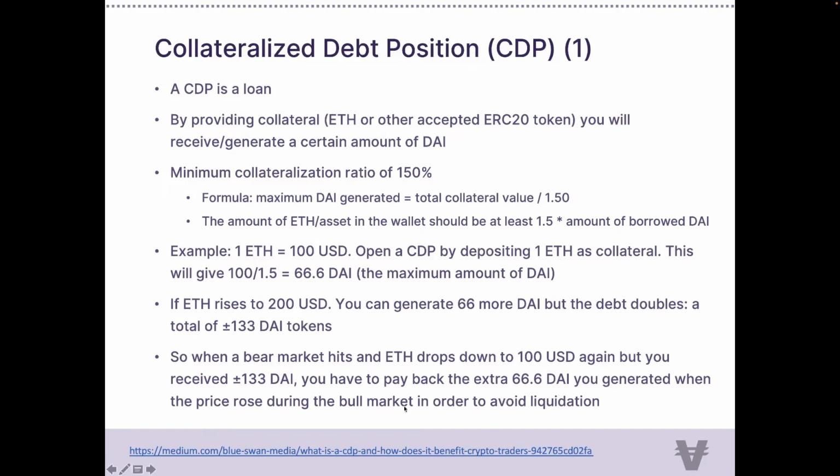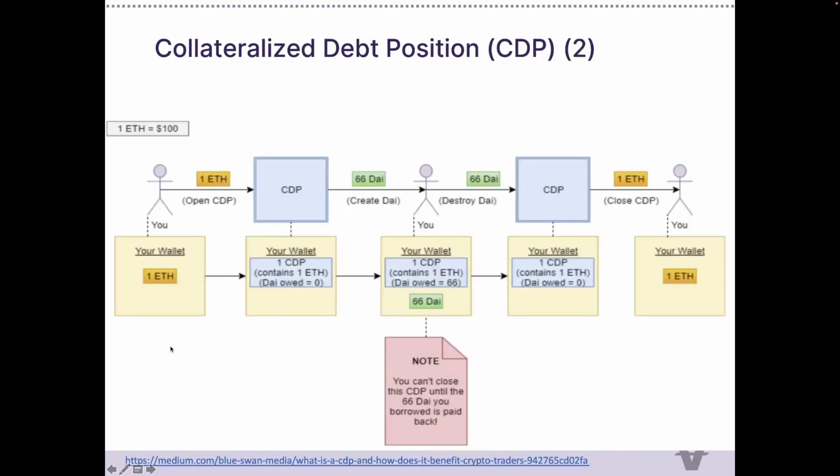I will show some figures to clarify a bit more, so that we don't only have to look at words. If we focus on the 66 DAI that we try to borrow at first, we have 1 ETH, once again worth $100. We open a CDP. Then here in our wallet, we have 1 CDP. It contains 1 ETH, but we haven't generated or received any DAI. So that would be the next step.